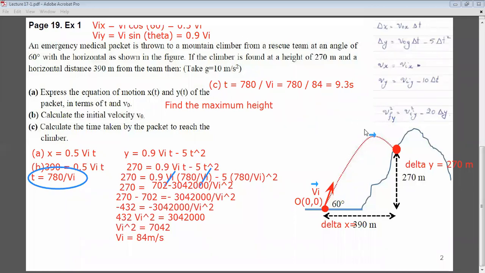So if he asks me to find the maximum height, how do I solve it? Here I have to remember that at maximum height, Vy is equal to 0, and you use equation number 5. So you come here, instead of Vy, you put 0. V initial Y, you already know it. It is 0.9 V initial, so it is 0.9 times 84, minus 20 delta Y. So you get your delta Y. If he asks you to find the maximum height, you use this equation and you plug 0 for the final Y.